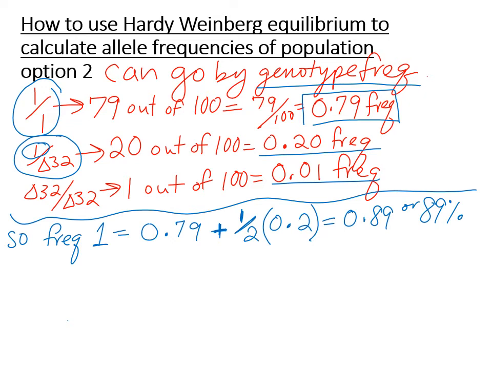Okay, and for your notes, in case you forget where we got the numbers, 0.79 is the frequency of homozygous dominant, and then 0.2 is the frequency of heterozygous.